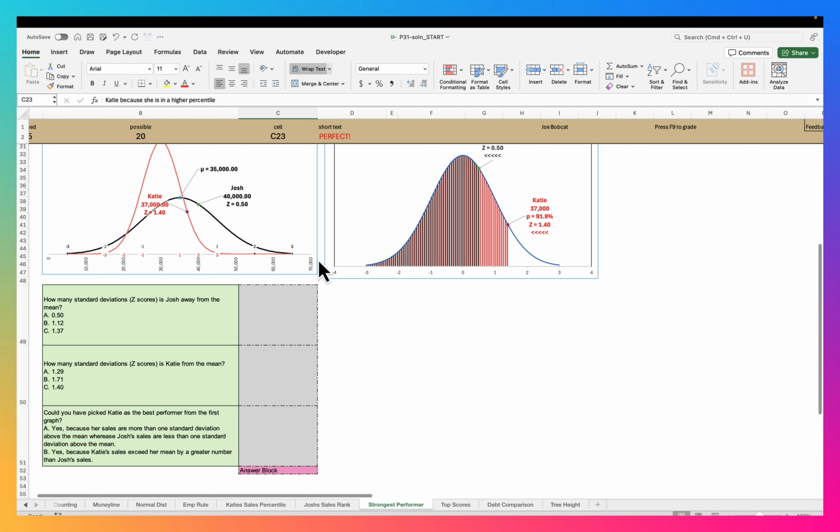Now we also have some multiple choice questions down here. How many standard deviations is Josh away from the mean? Well, that's his z-score, so he's 0.5. How many standard deviations is Katie from the mean? Well, that's her z-score, which is 1.4.